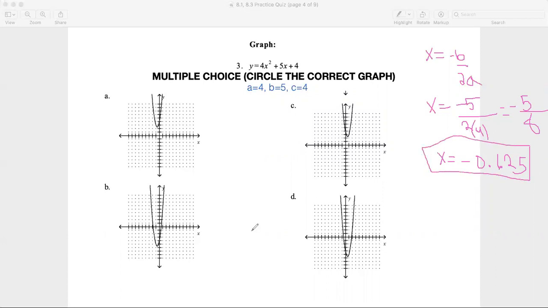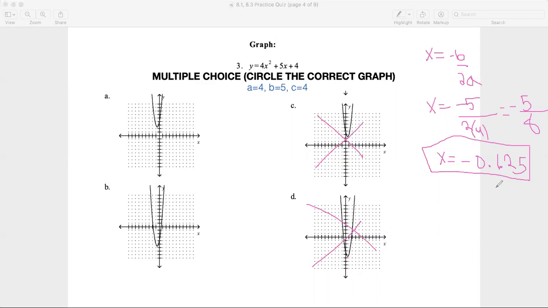All right, so since this is multiple choice, I know my vertex has to be in the x is negative. Here x is positive, so I'm going to immediately cross this one off. Here my vertex x value is positive, so that one's crossed off. So it's in between A and B. So here I can see my y value of the vertex is positive. Here my y value of the vertex is negative. So let's see which one it is.